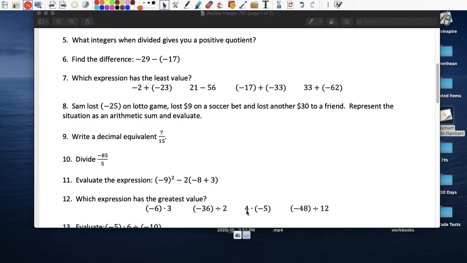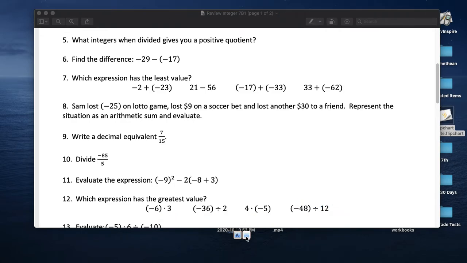Which one has the greatest value? Well, positive times a negative is a negative. Negative divided by a positive is a negative. 4 times negative 5 is going to give negative 20. And negative divided by positive is a negative, and 48 divided by 12 is a 4. So which one has the greatest value? Which of these 3 numbers are furthest to the right on the number line? Negative 4. So that becomes our greatest integer.